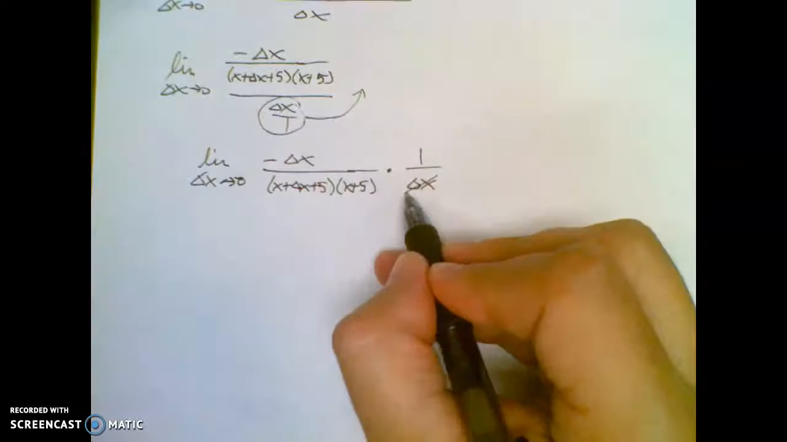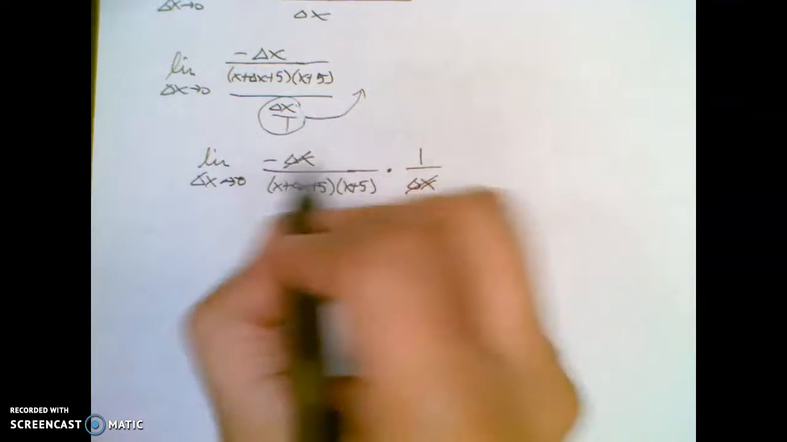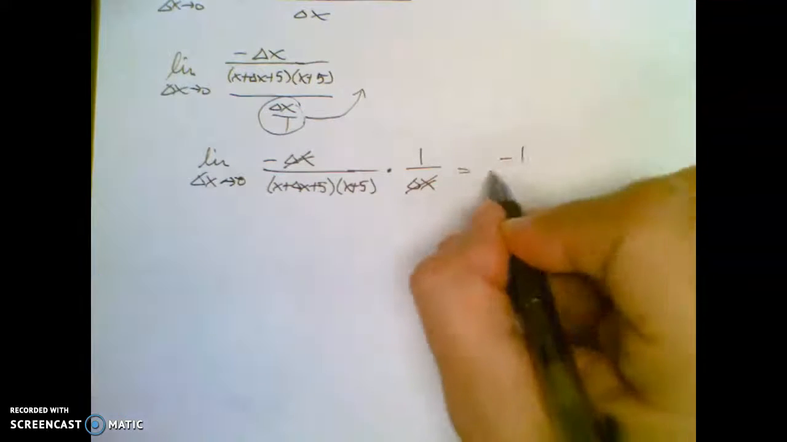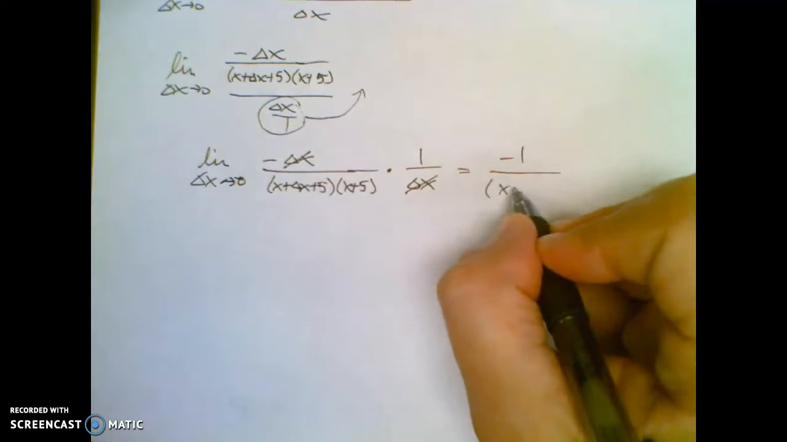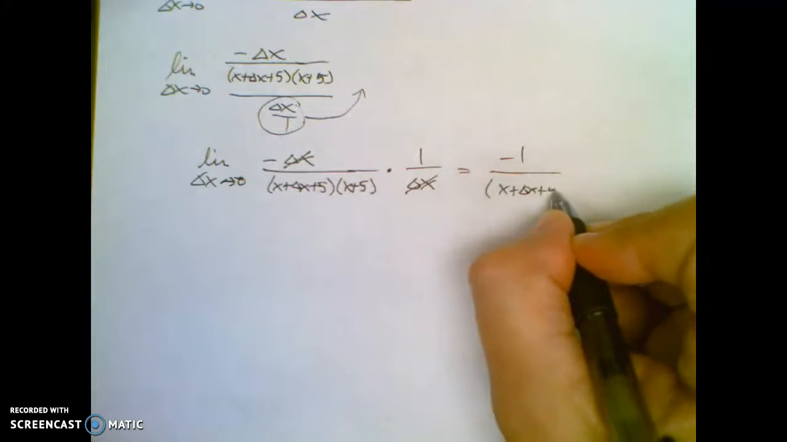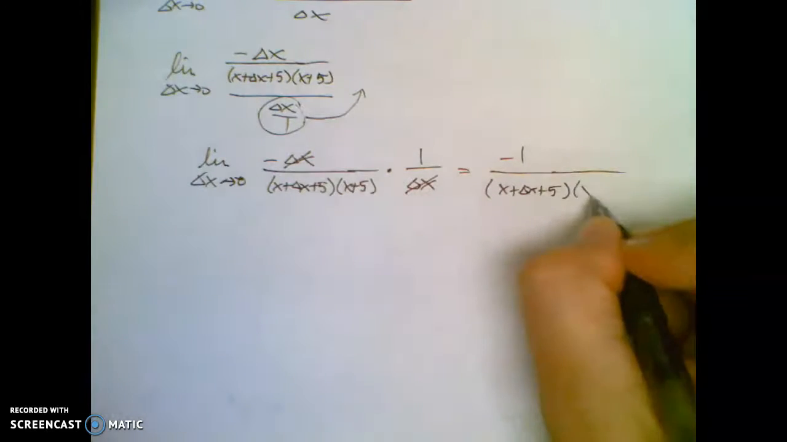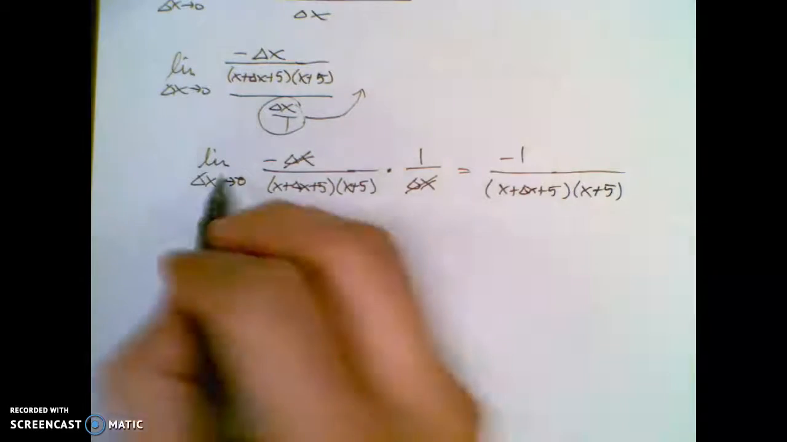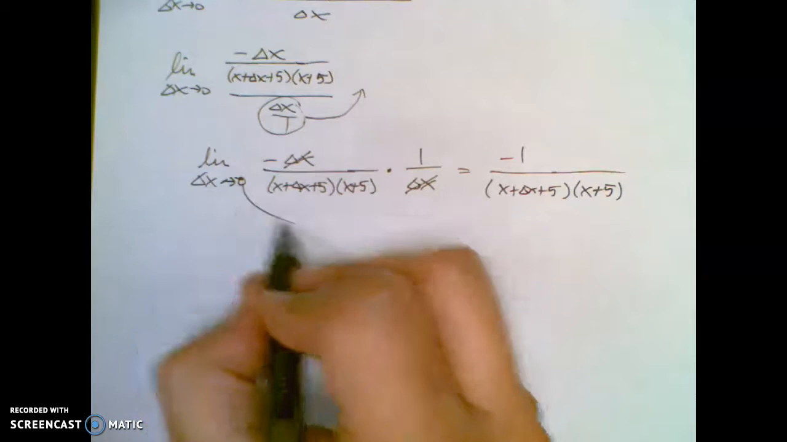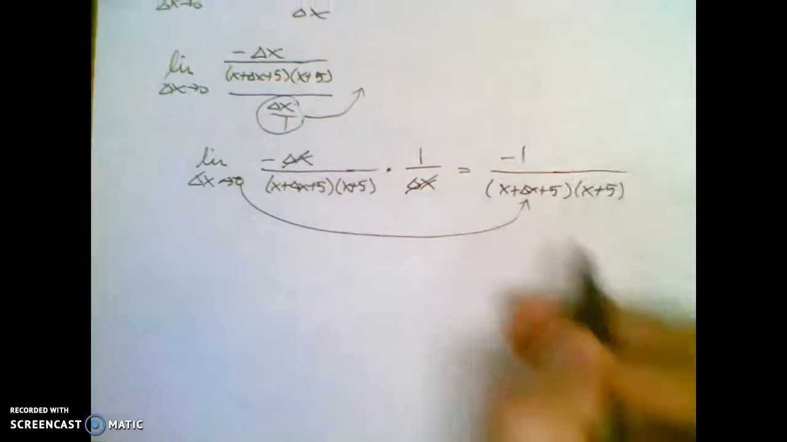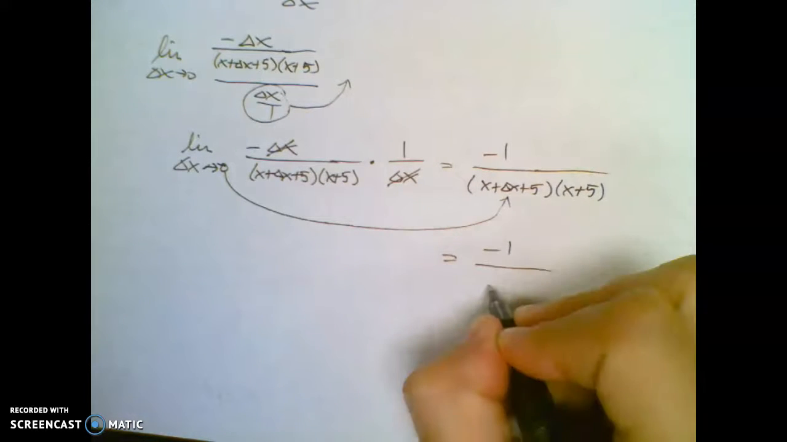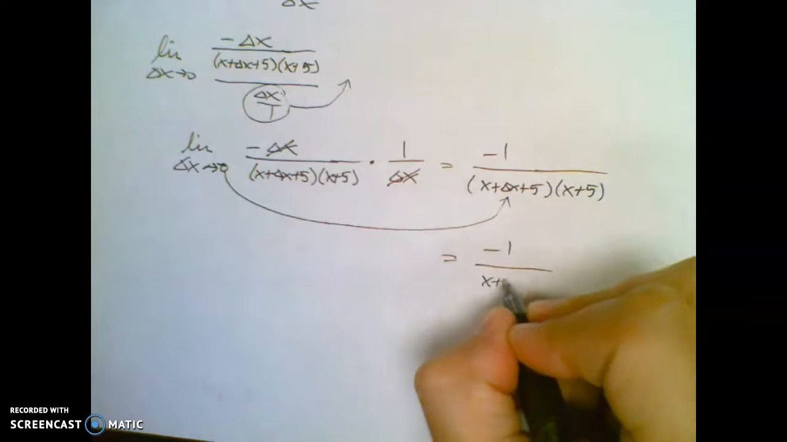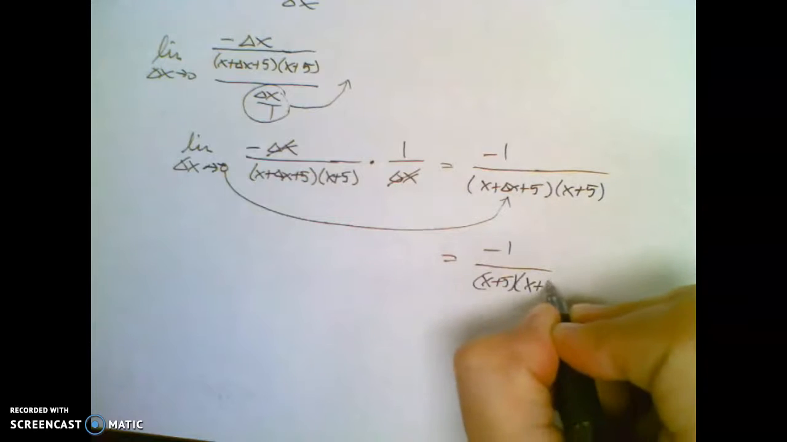And now, bottom cancels with that, and you have a negative 1 on top. Don't miss that negative sign. A lot of people miss that. And you have x plus delta x plus 5, and you have x plus 5. Finally, we got stuff to cancel, so now I can plug a 0 in for delta x. And only delta x. And I'm left with negative 1 over x plus 5 times x plus 5.